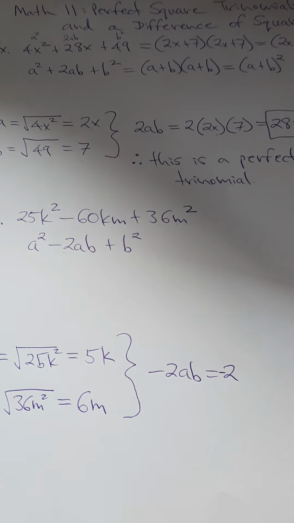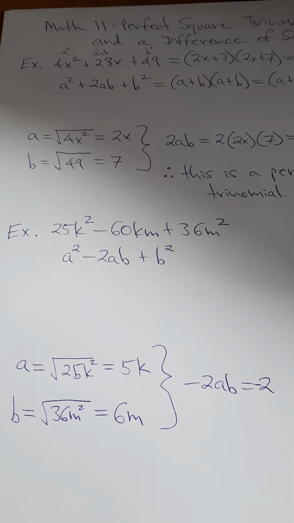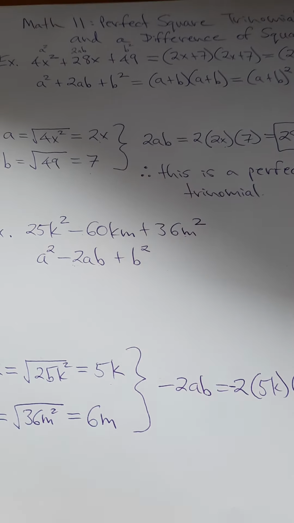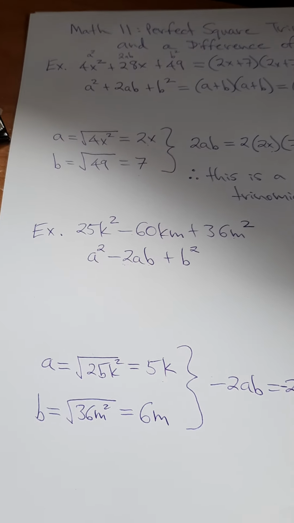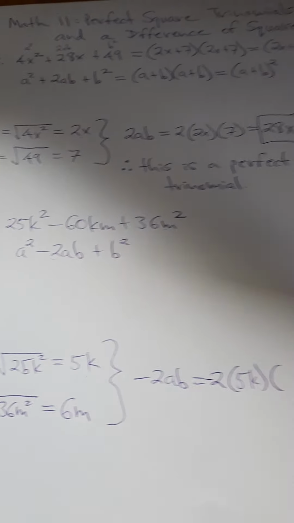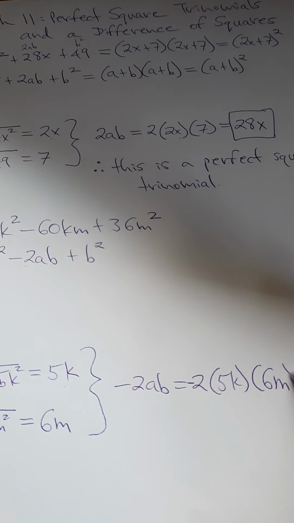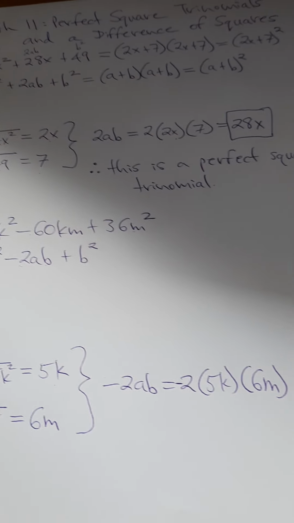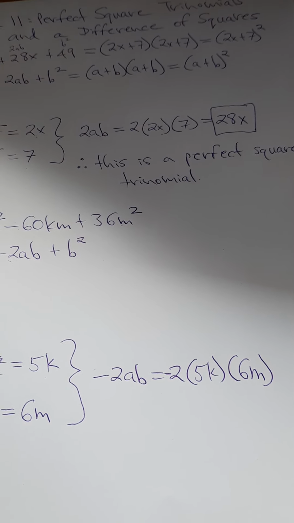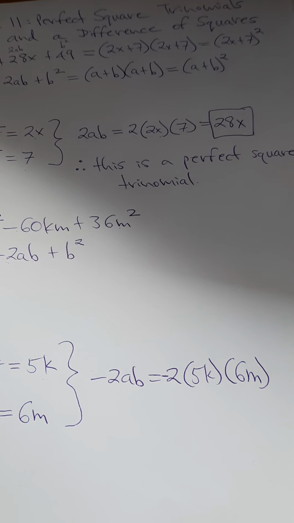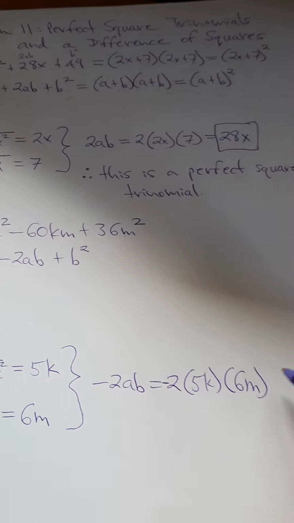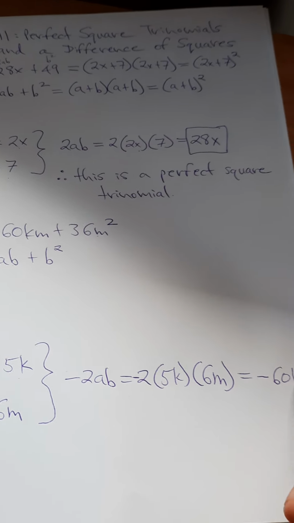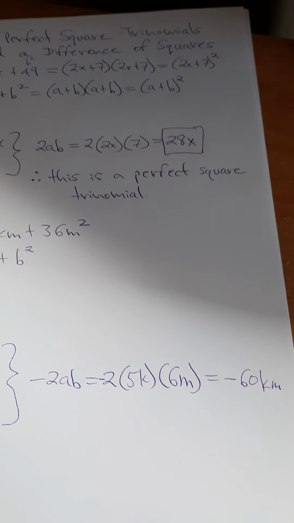Sorry, put the negative sign. So negative 2, times the value of a here, which is 5k. So we'll put it in brackets. And then times the value of b. The value of b here we notice is 6m. Make sure you do put the letters as well, because that makes a difference. So we're doing negative 2 times 5, which is negative 10. And negative 10 times 6. Maybe you'll just write it on the side here. Negative 60 km. Everyone see that?